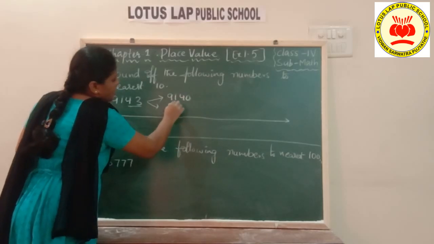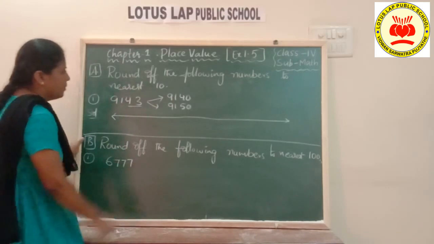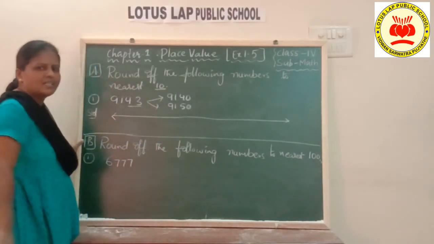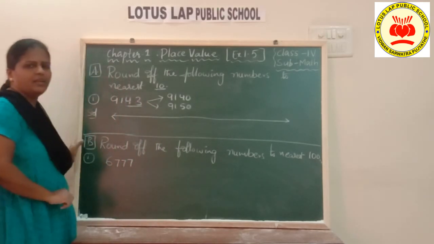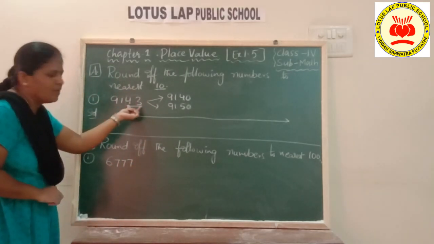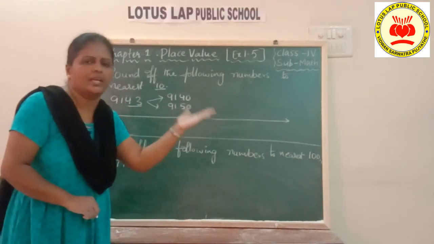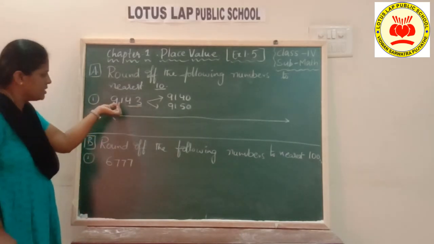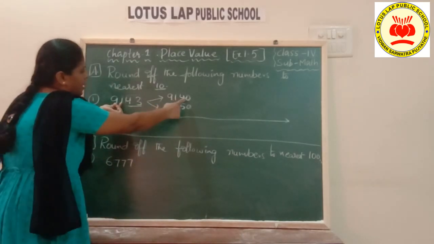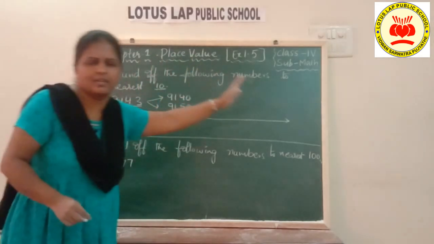Okay children, this lies between 9140 and 9150. How am I able to identify like that? Because I am rounding off to the tens place. Let me check the tens and ones place. What is this number? 43. I know it lies between 40 and 50. So then for the full number I have to take a 4 digit number. So it means 9140, 9150. So let me mark those numbers.